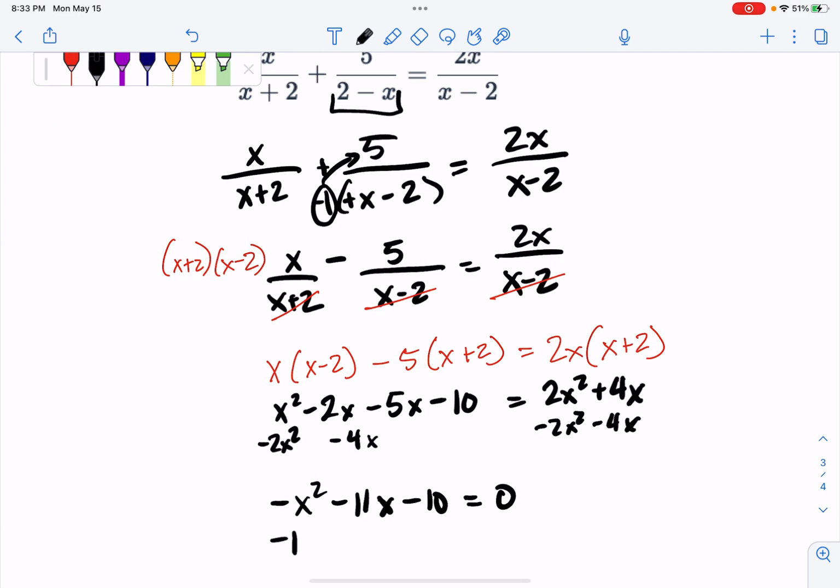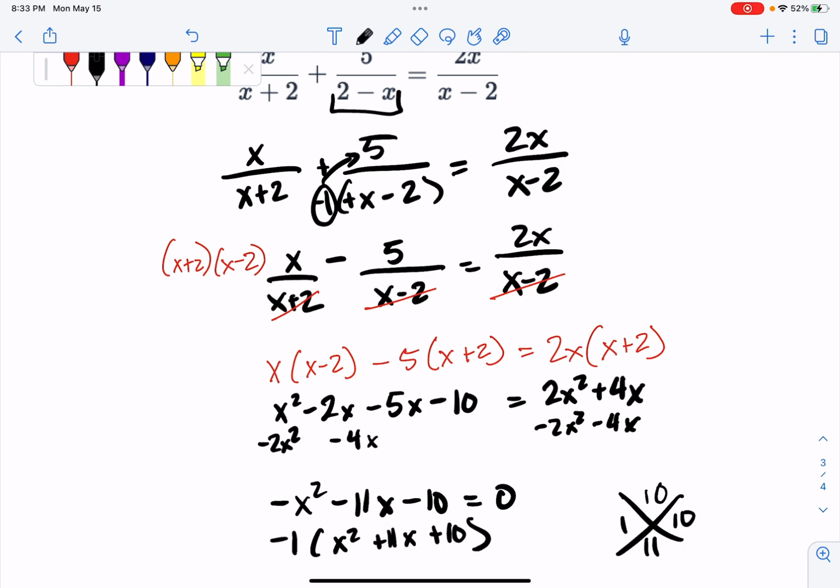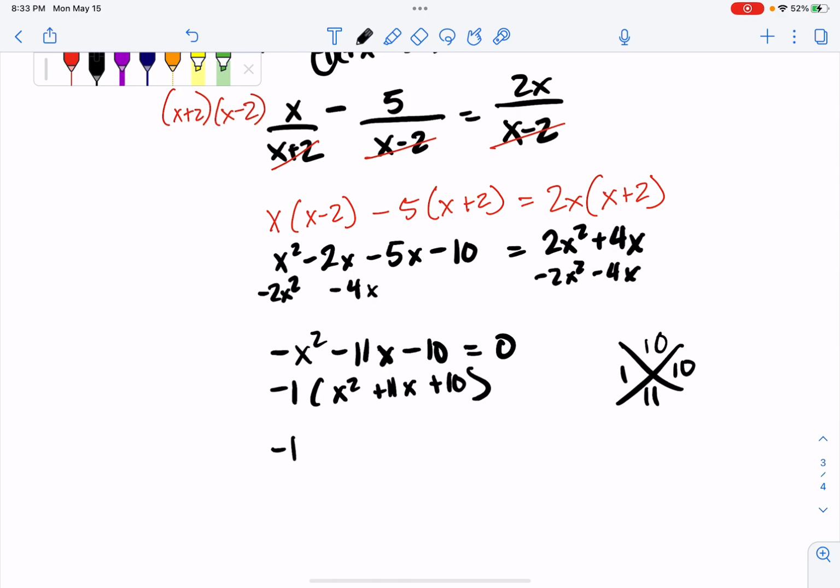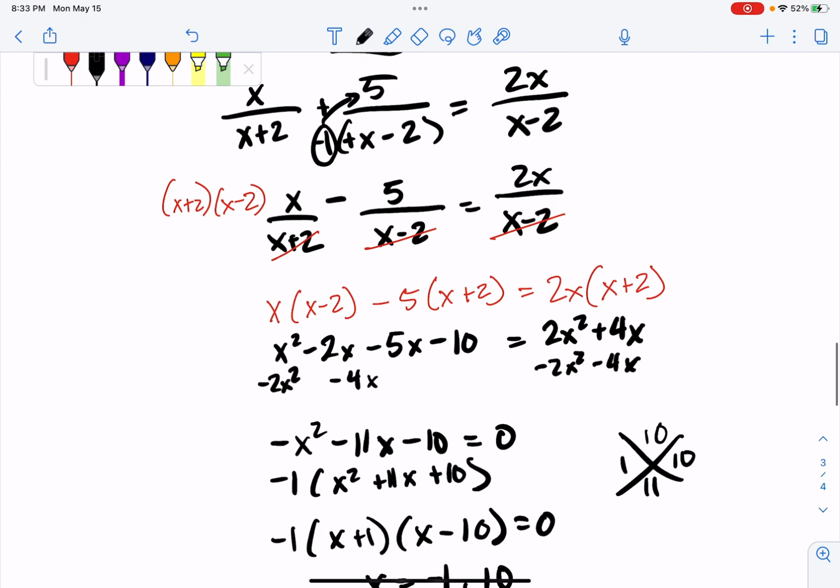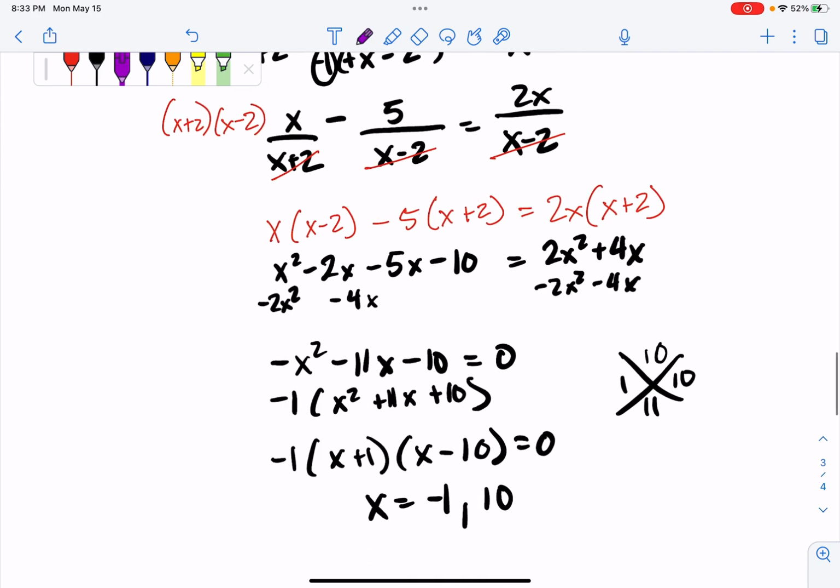We can factor a negative 1 out of all of this: x squared plus 11x plus 10. Asking ourselves what multiplies to 10 and adds to 11. That's going to be 1 and 10. So we end up with negative 1 times x plus 1 times x minus 10. So x equals negative 1 or positive 10. We look back up and neither of those would break the denominator, so both of those are valid answers.